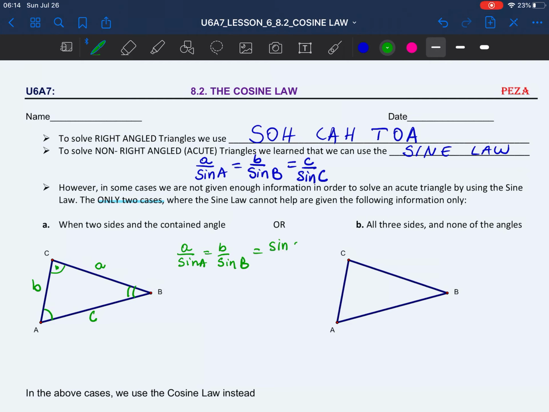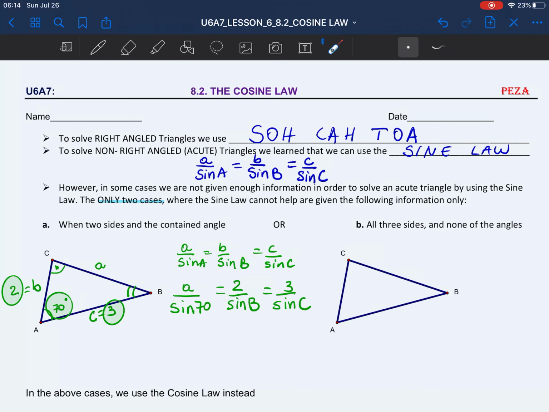Suppose that in this triangle we were given the measurements as follows. Suppose that we knew that the side length c was 3 units, the side length b was 2 units, and the angle A was 70 degrees. If we substitute all the information given into the sine law formula, then we will notice the following. So, a is unknown, angle A is 70, so a over sine 70, b is 2, angle B is unknown, and c is 3, angle C is unknown.